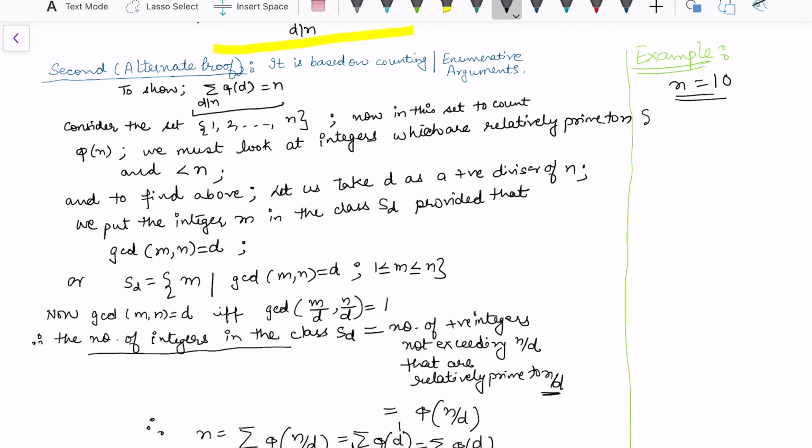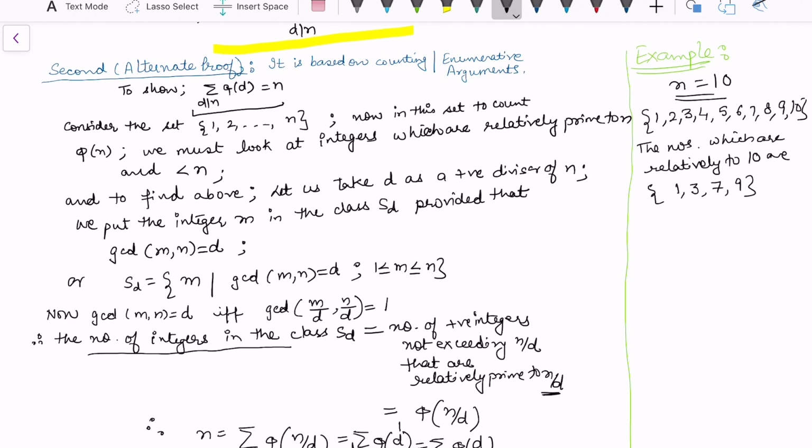So this means we have a set 1, 2, 3, 4, 5, 6, 7, 8, 9, and then the last number 10. Now the numbers which are relatively prime to 10 are 1, 3, 7, and 9. That's the initial count that we have, and we already know that phi of 10 is 4.